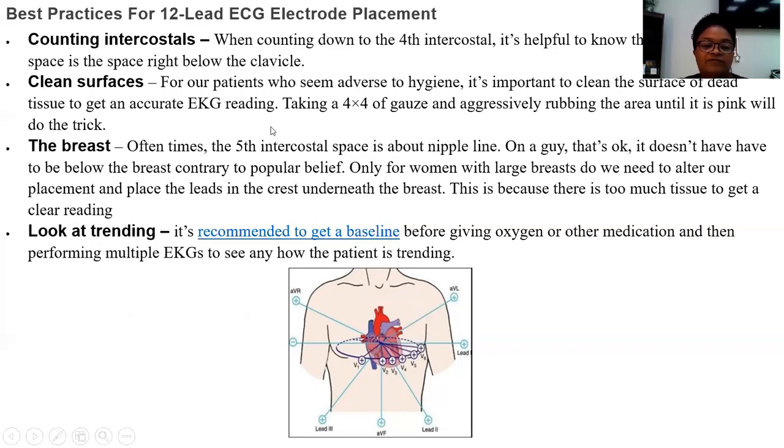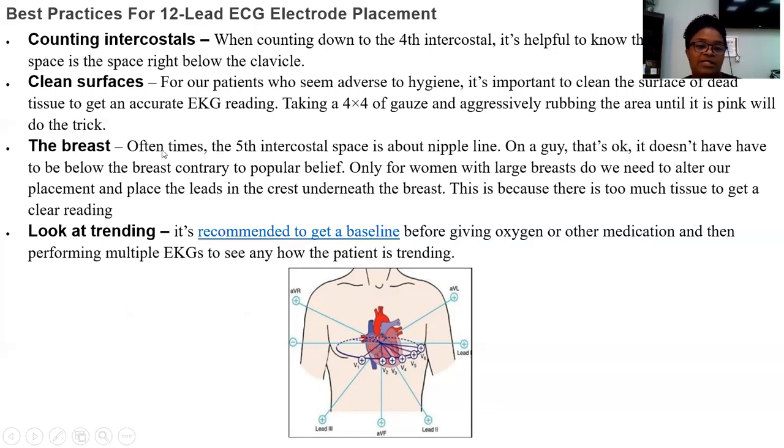Clean surfaces, for our patients who seem averse to hygiene. It is important to clean the surface of dead tissue to get an accurate EKG reading. You can do this by taking a 4x4 of gauze and aggressively rubbing the area until it is pink.